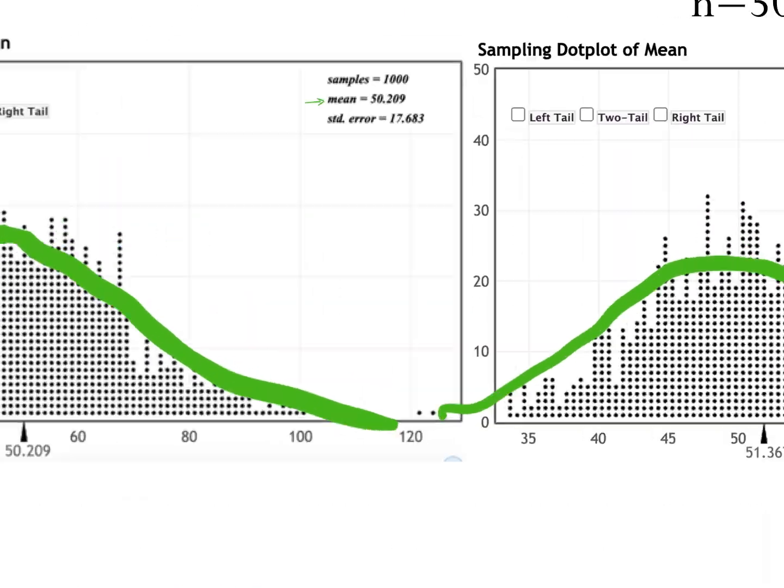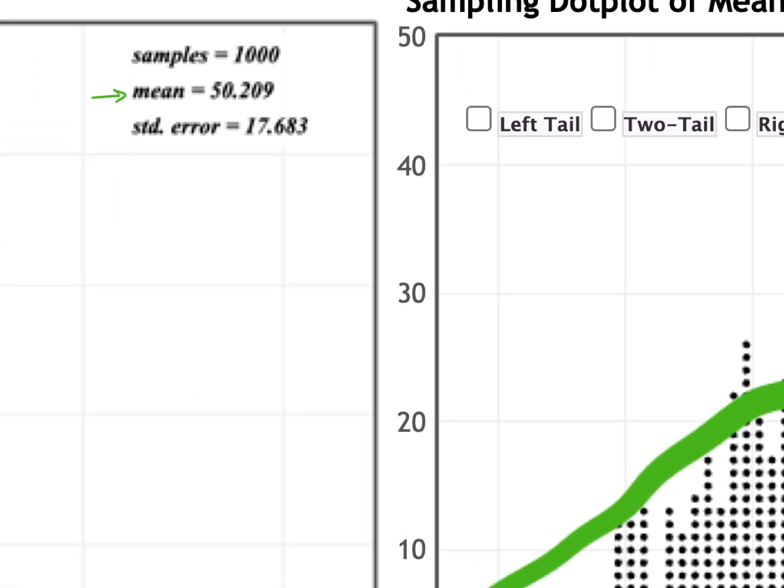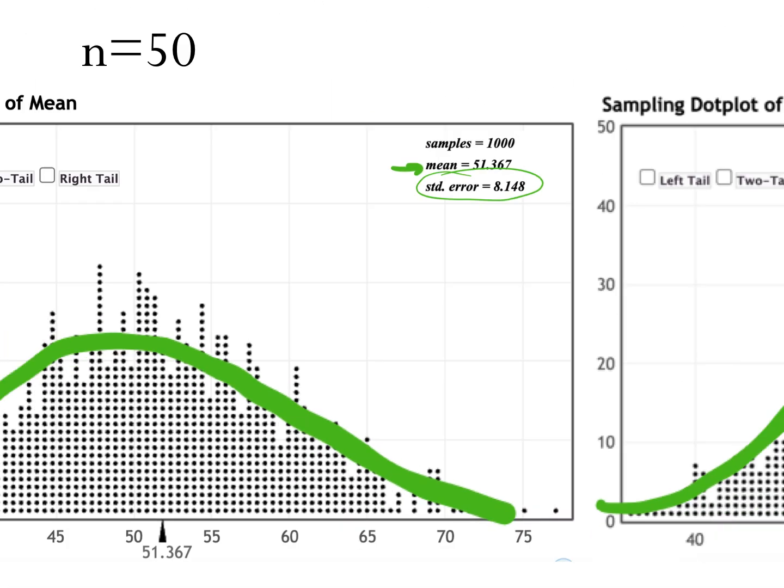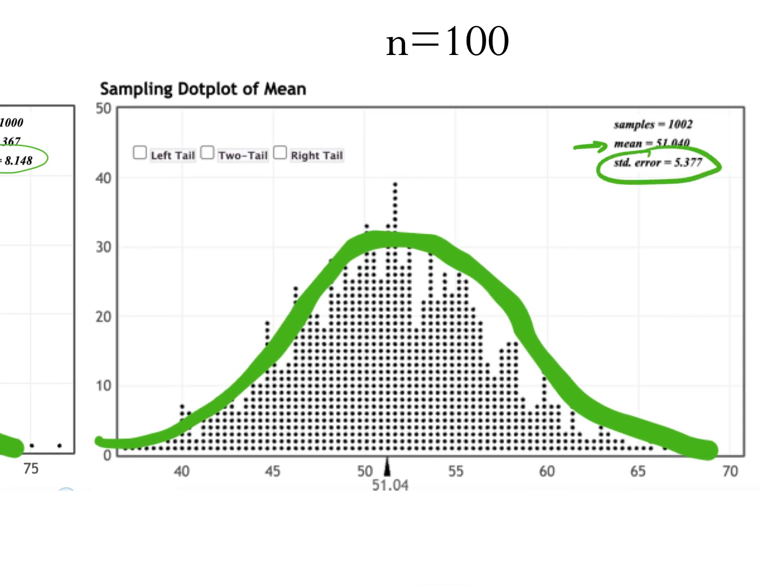Lastly, the standard deviation of these is called a standard error. It goes from 17 to 8 to 5. So as my sample size increases, all my sample means are closer to each other, which means the overall standard deviation goes down.